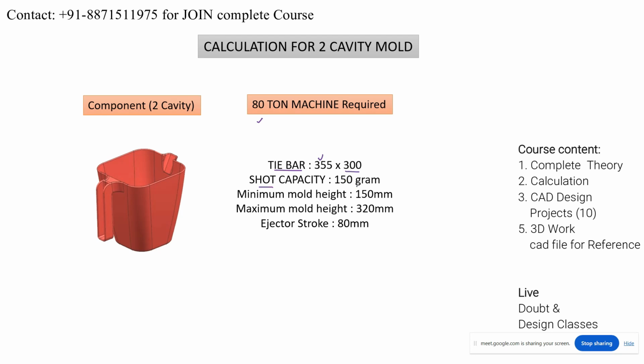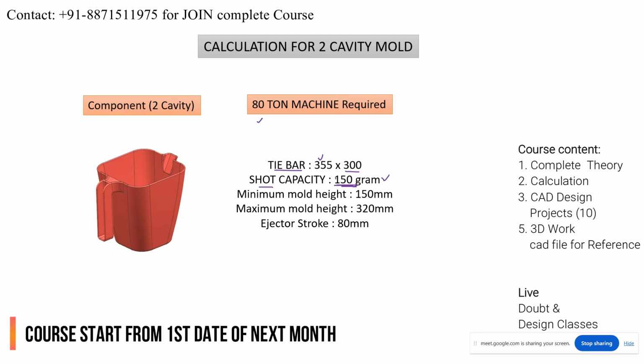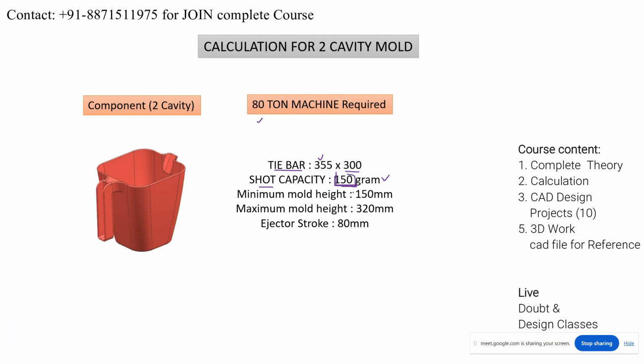Is it clear? This is the shot capacity. What is the meaning of shot capacity? Tell me. Shot capacity means how much material we can feed into the impression in one shot. This is known as shot capacity, which is the very basic of the injection molding machine. In the first and second lecture, I have told you.